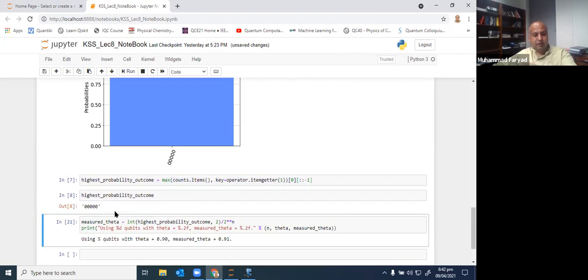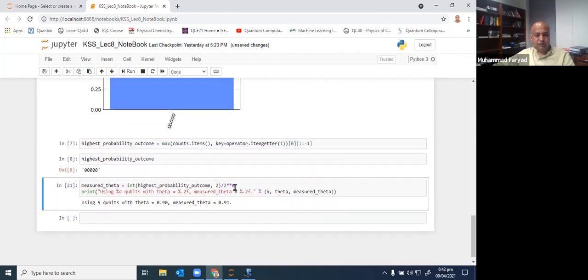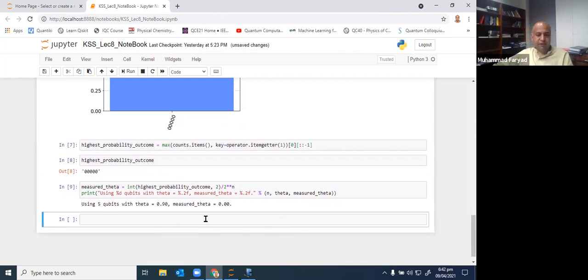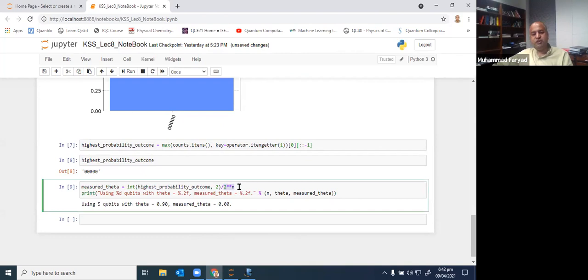And then we can measure this theta by dividing it by 2 to the power n. This time I'm not multiplying with 2 pi, because I have defined my phase to be already 2 pi i theta, not i theta. So that's why 2 pi is missing. All I have to do is convert this state 000 into an integer number. Because this number is given in base 2, I'm specifying that this highest probability outcome is in base 2, converting it into an integer, and then dividing it by 2 power n. So this is my measured theta.